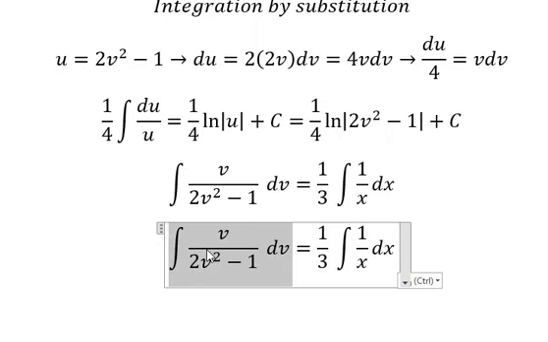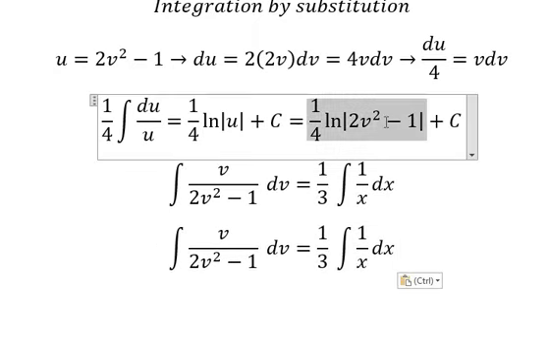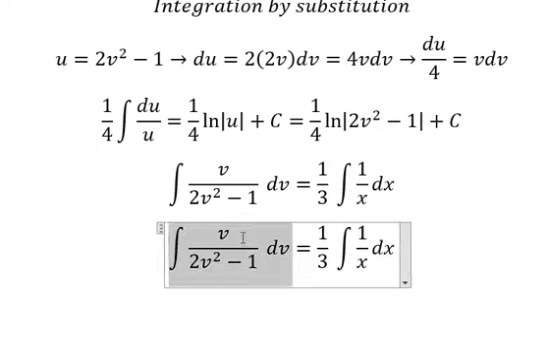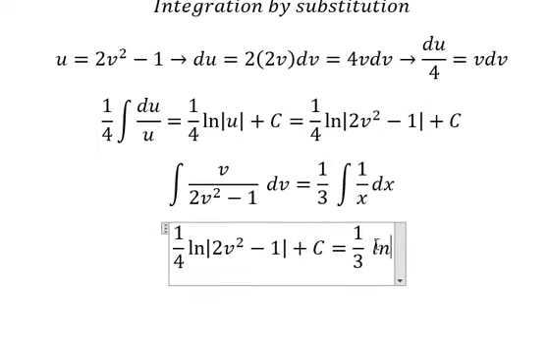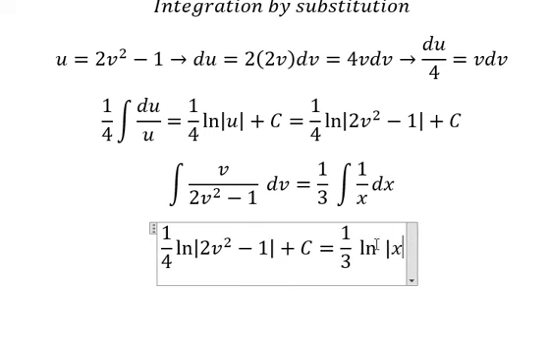The integration of this one is this one. This one we have ln of the absolute value of s.